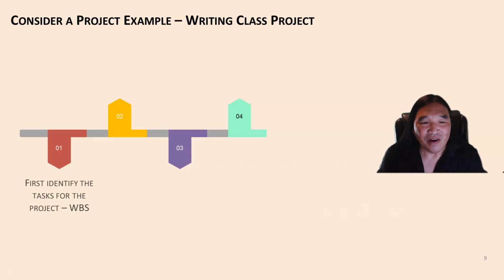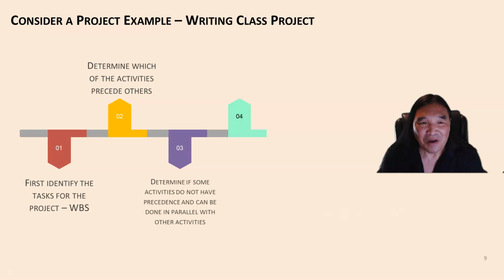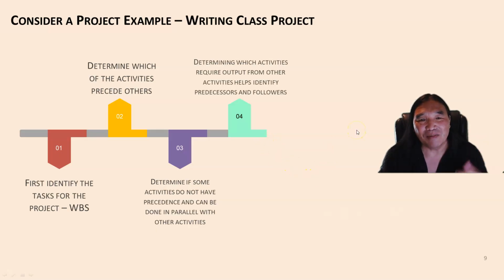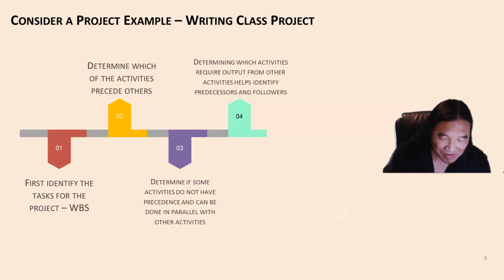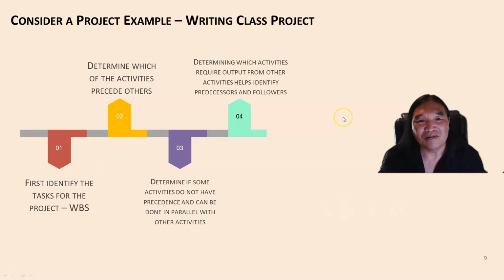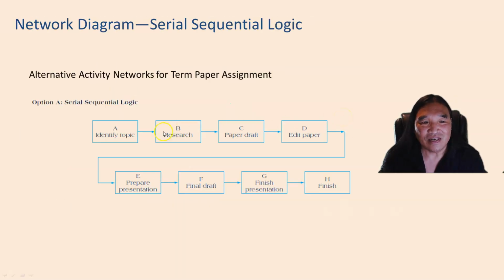Here's an example: a writing class project. First, identify the tasks for the work breakdown schedule. Determine what activities precede another. Determine that some activities do not have a precedent, and can actually be done in parallel. And determine which activities require output from other activities to identify its predecessors and followers. So here's an example.